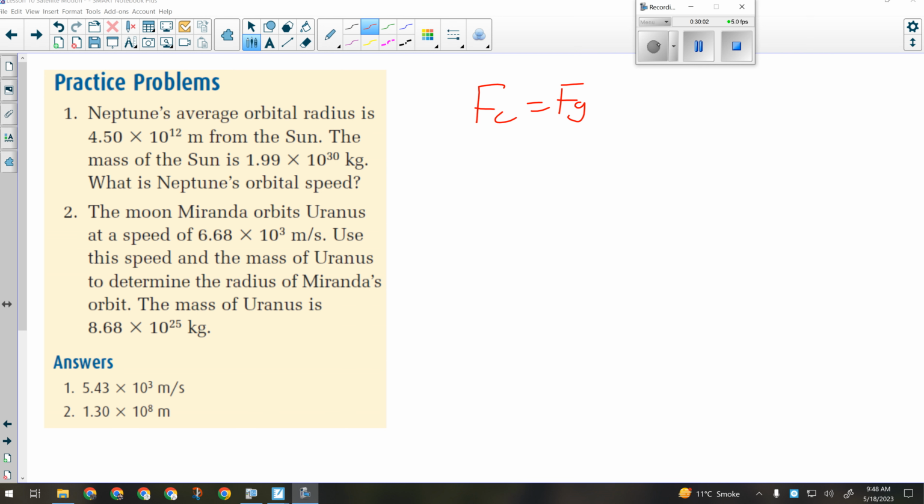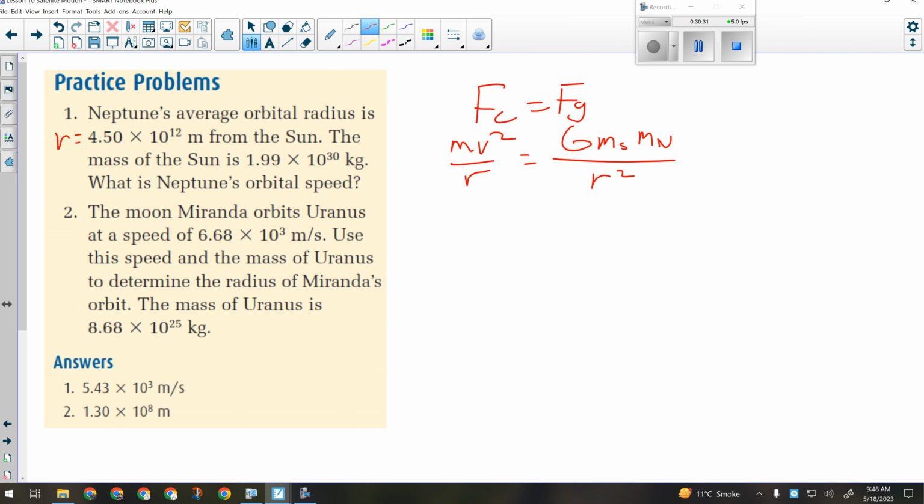Okay, so with our first one here, we're told Neptune's average orbital radius, so we're given r, and we're told the mass of the sun, which we already have on our sheet. We're looking for Neptune's orbital speed. All right, so we have mv squared over r equals big G times the mass of the sun times the mass of Neptune over r squared. Which mass is this? That's m2, which in this case would be Neptune. Neptune is orbiting the sun.